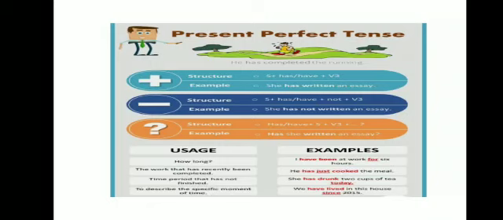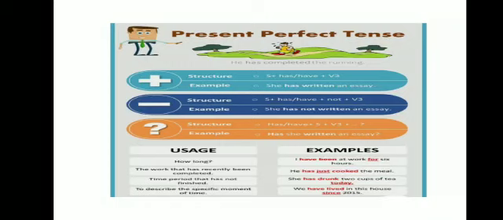In negative we will do like subject plus has not, have not plus third form of verb then object. She has not written an essay. In interrogative also what will we do? We will put has, have in front of the sentence, then subject, then third form of verb and then the object. Has she written an essay?